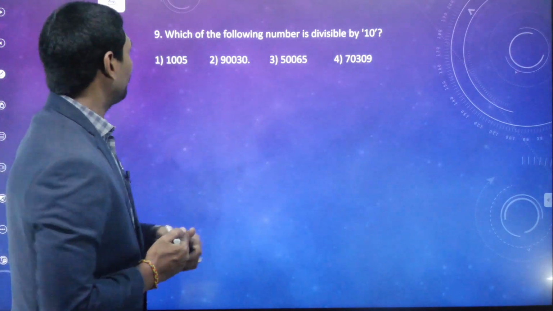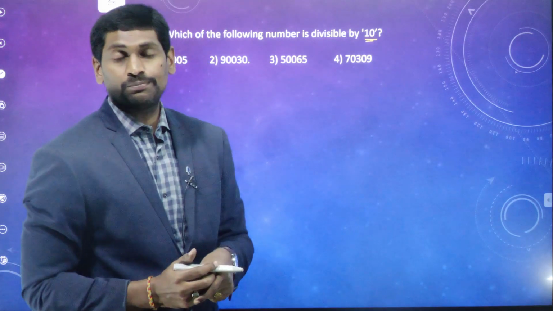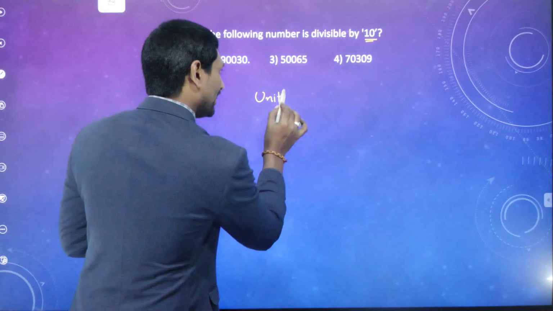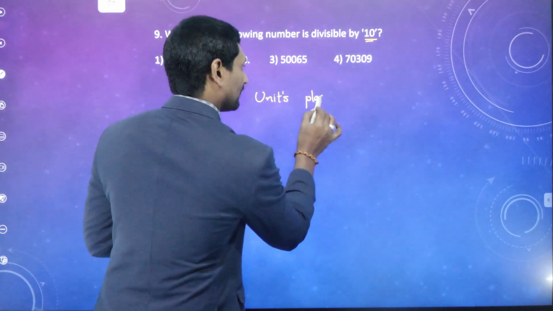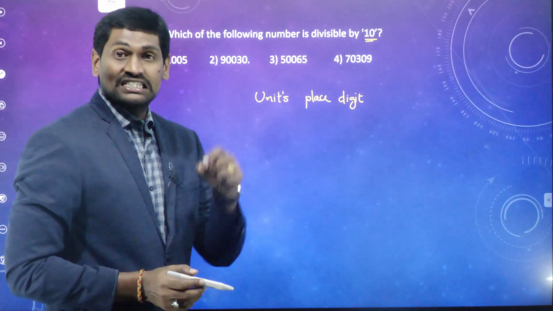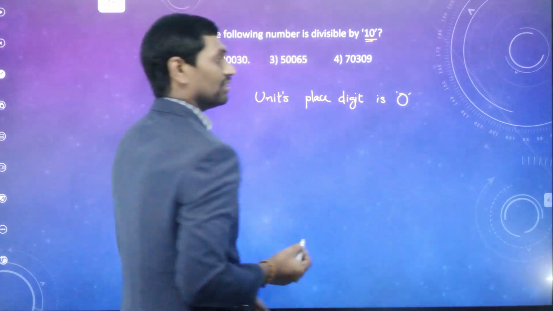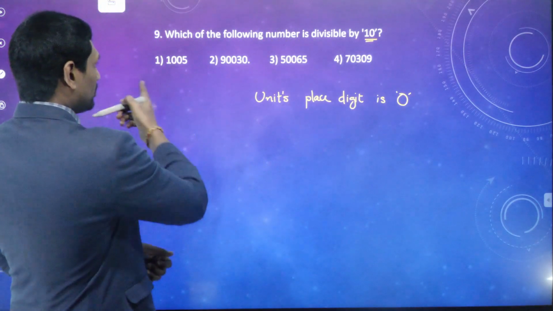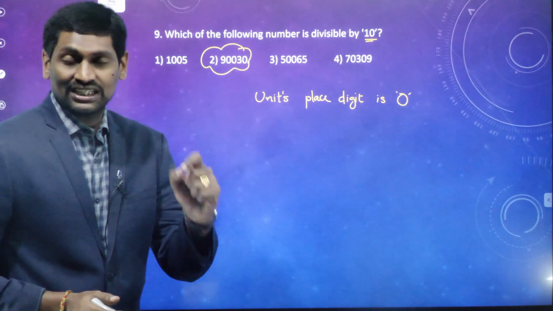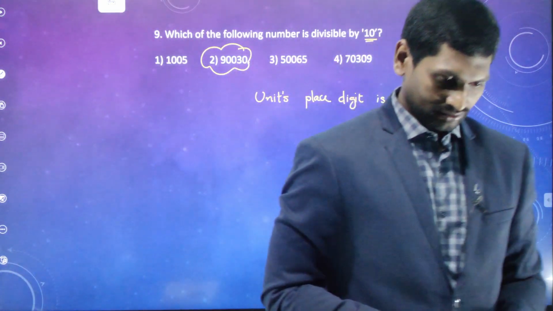Question number 9. Which of the following numbers is divisible by 10? What is the divisibility rule for 10? The divisibility rule for 10 is that the units place digit of a number is 0. If the units place digit is 0, then the entire number is exactly divisible by 10. Now check: among these 4 options, option 2 exactly follows the rule for 10. Please look into it.